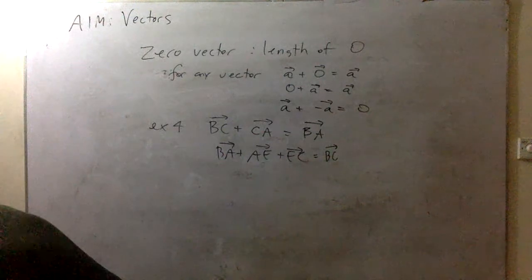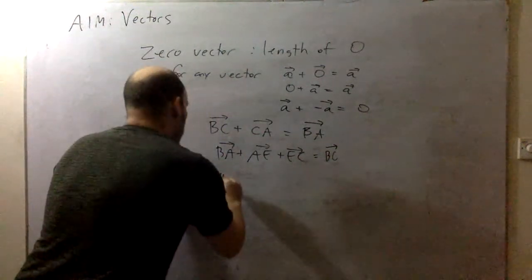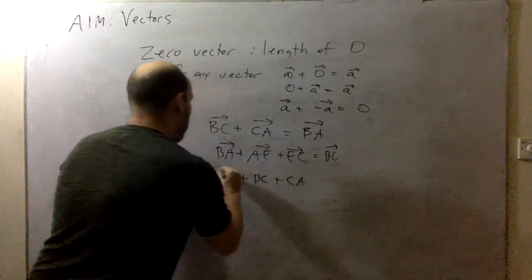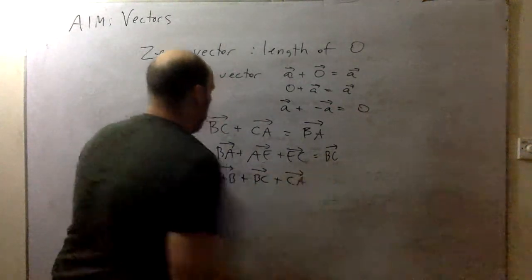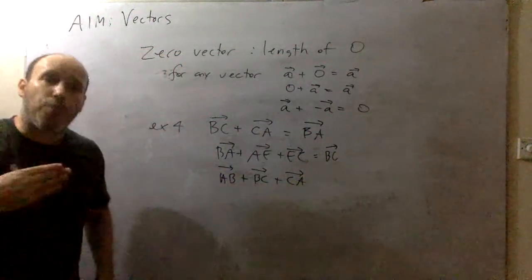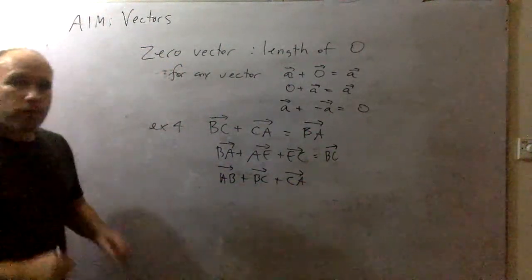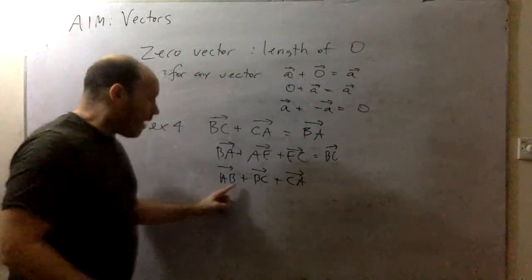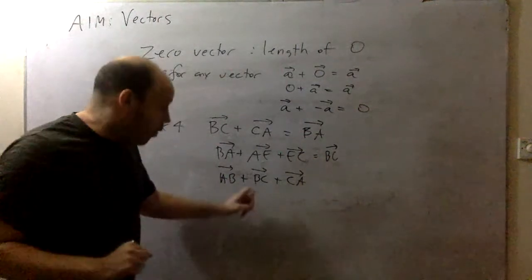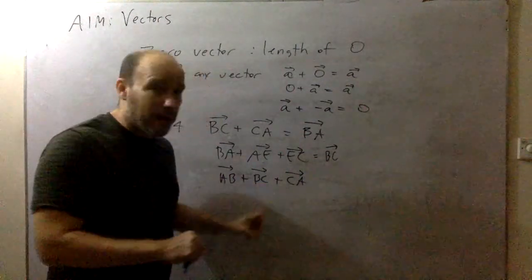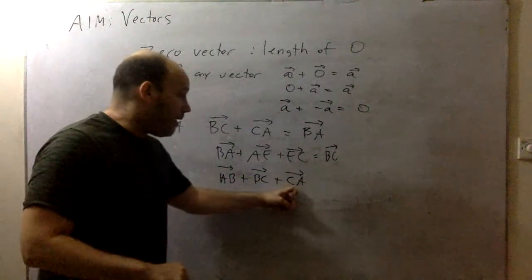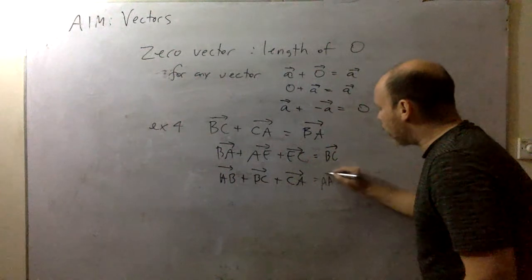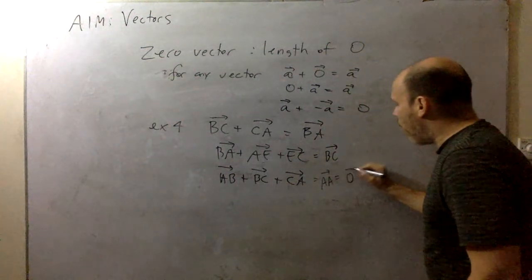Next example. A to B plus B to C plus C to A. Now, this is kind of interesting. This kind of starts to bring a point home, right? Can you see that? So we start at A and go to B. Second journey, we start at B and go to C. Third journey, we start at C and come back to A. Well, A to A is simply what? That's 0.